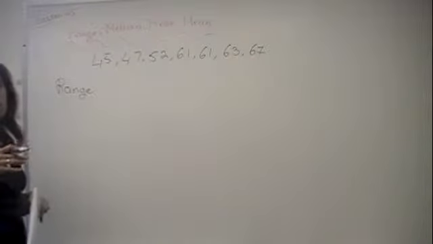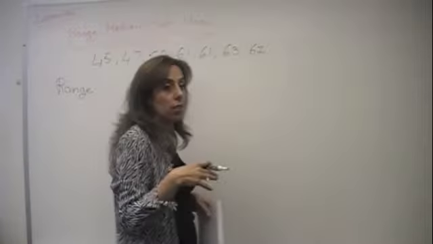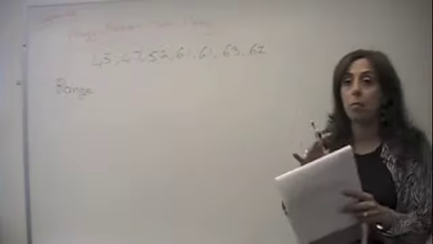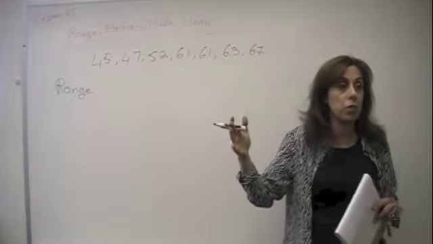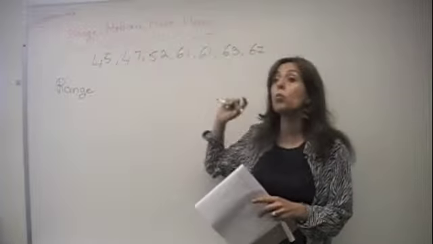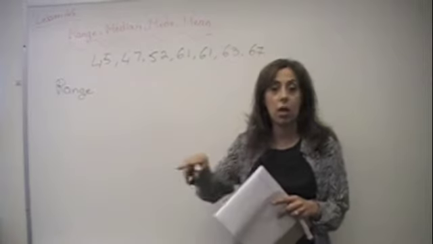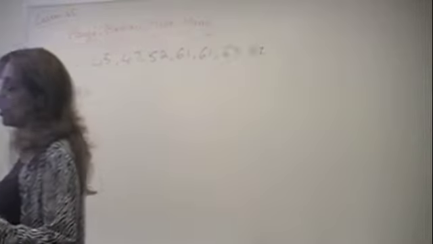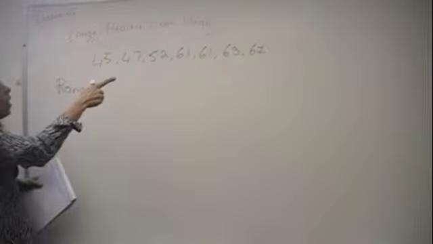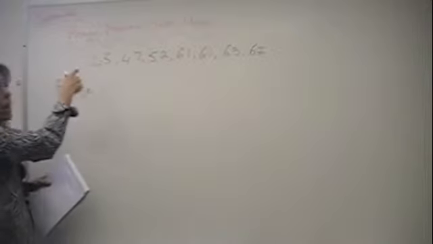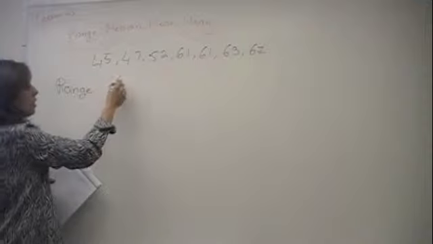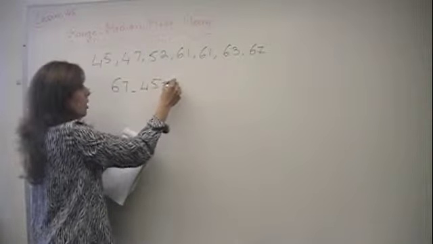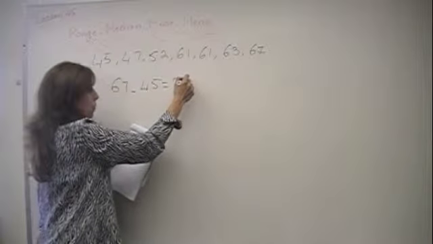make sure they are arranged from least to greatest, and in this case, they are. Sometimes they mix them up, so make sure you arrange them from least to greatest. If a number gets repeated more than once, you have to list it even if it was listed more than once. So if you have 61 listed twice, you're going to put it twice. The range is the difference between the greatest number and the least number. So 67 minus 45, and that will be 22.